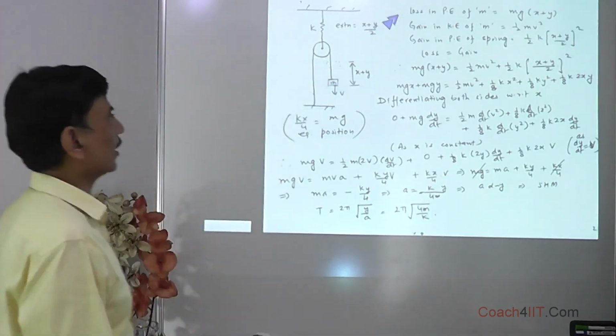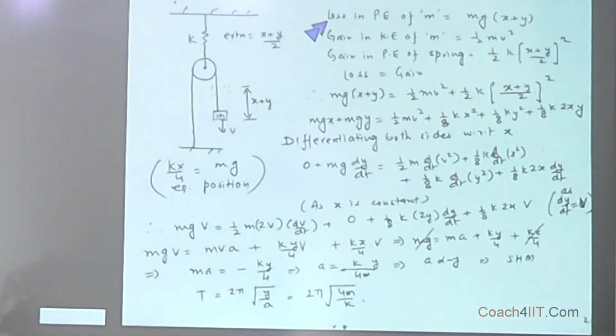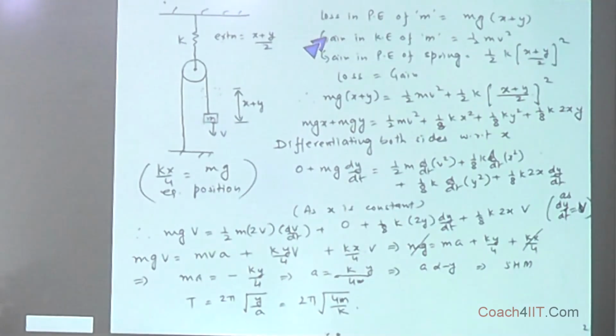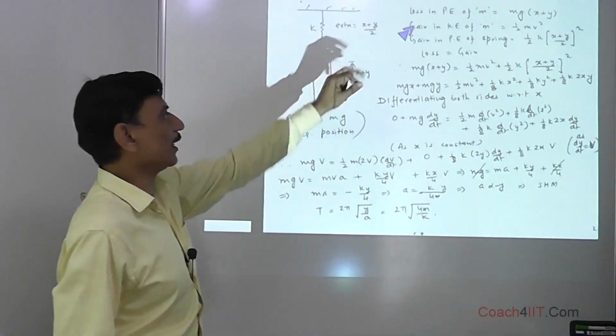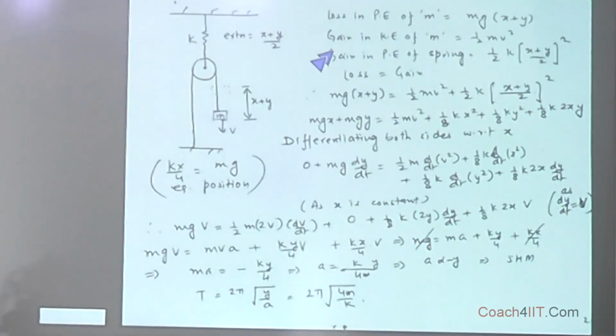This block has gone from here to here, so obviously this is loss in mechanical energy, that is mg(x plus y). It has lost potential energy, and it has gained kinetic energy because at this instant it has some velocity, so the kinetic energy is half mv square. The gain in potential energy of the spring is half k, where the total stretch is (x plus y) by 2. So the potential energy gain of the spring is half k ((x plus y) by 2) square.